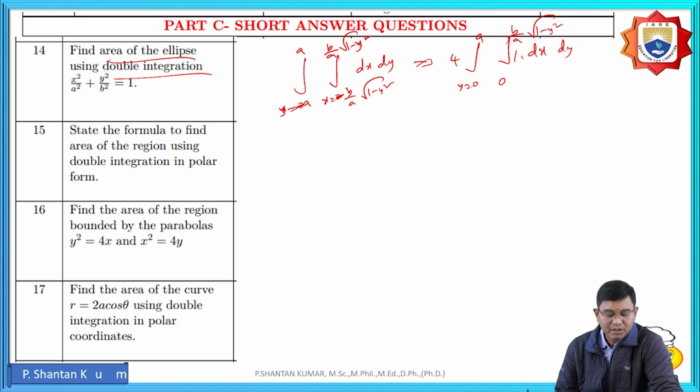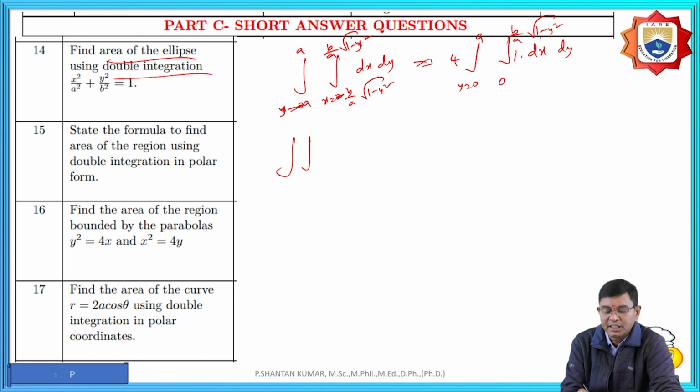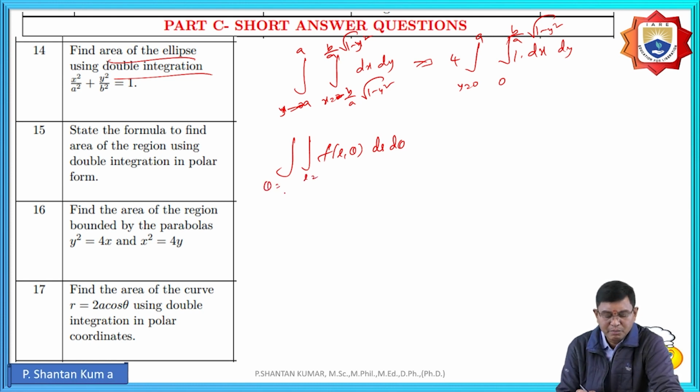State the formula for polar coordinates, that is, the double integral of f of r comma theta into dr and d theta, under the polar coordinates, whatever the functions are. And we need to find out what the r limits are and what the theta limits are. Find the area of the bounded parabolas, that is nothing but a double integration.